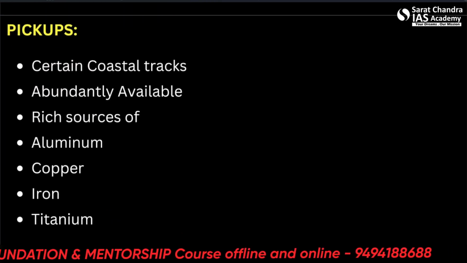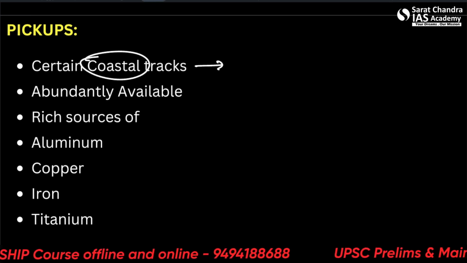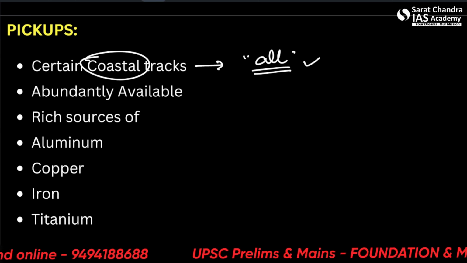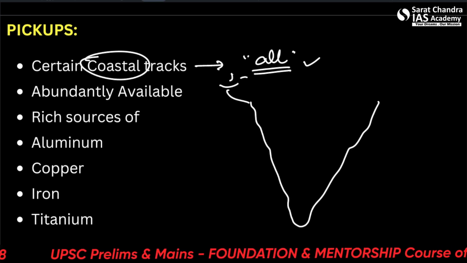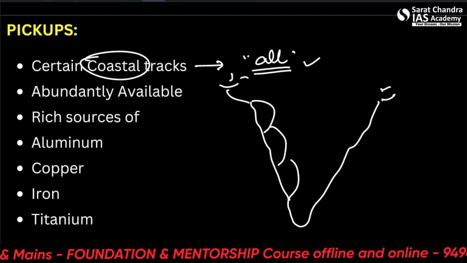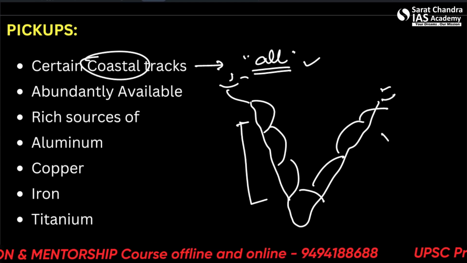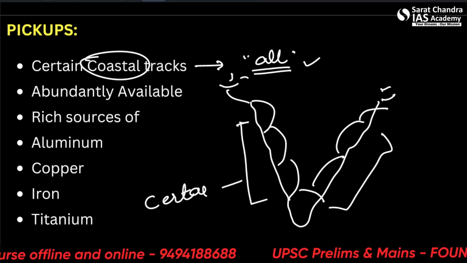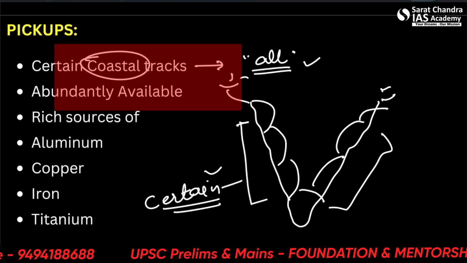So the question talks about certain coastal tracts. It means not all. Alright, so it's saying it's not found all over the coastline. So it has eliminated certain regions. It's only talking about the coastline, and that too, only certain parts. So let's see how we could have solved this question with this knowledge.